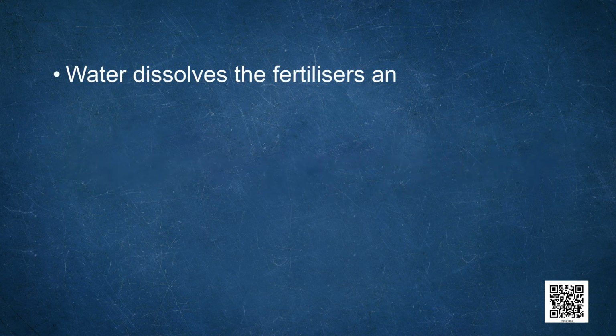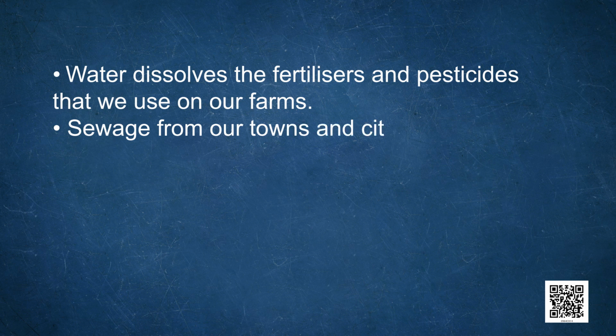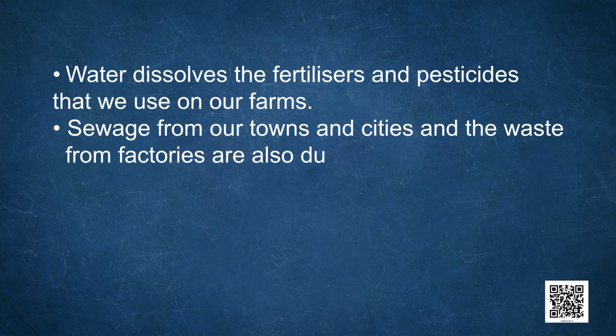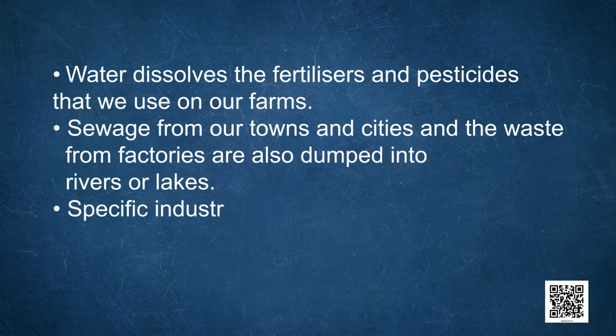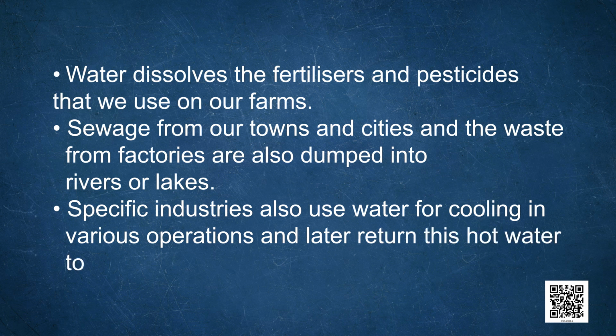Water dissolves the fertilizers and pesticides that we use on our farms. Sewage from our towns and cities. The waste from factories are also dumped into rivers or lakes. Specific industries also use water for cooling in various operations and later return this hot water to water bodies.